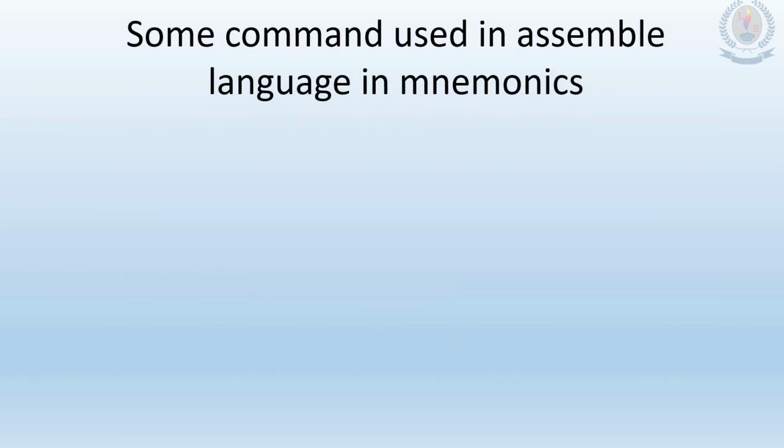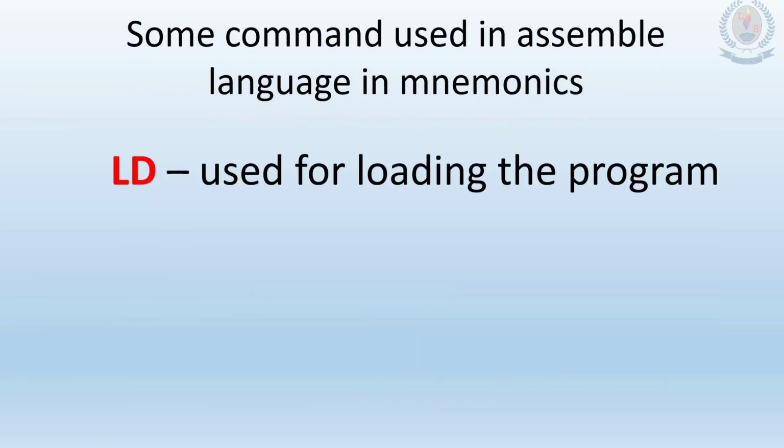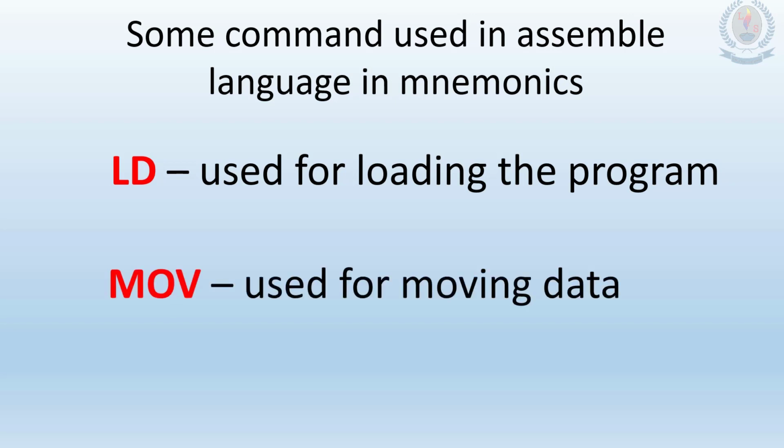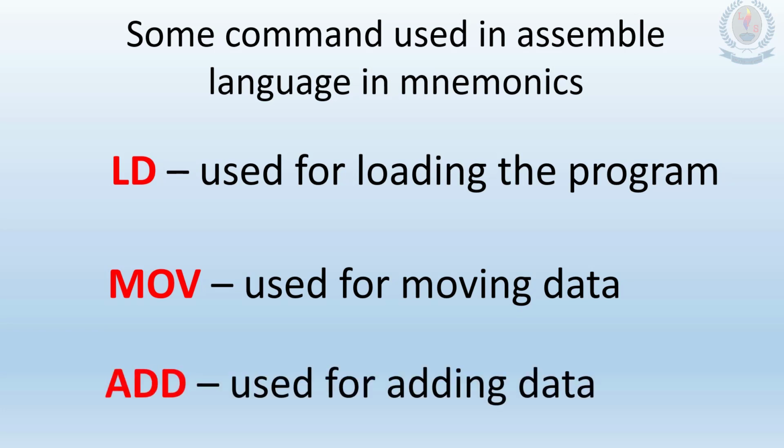Let's see what the commands in assembly language are. LD, that is used for loading the program. LD is simply for load. Second one, move, MOV, that is used for moving data from one place to another. Add is used for adding data. So these are three basic commands used in assembly language.